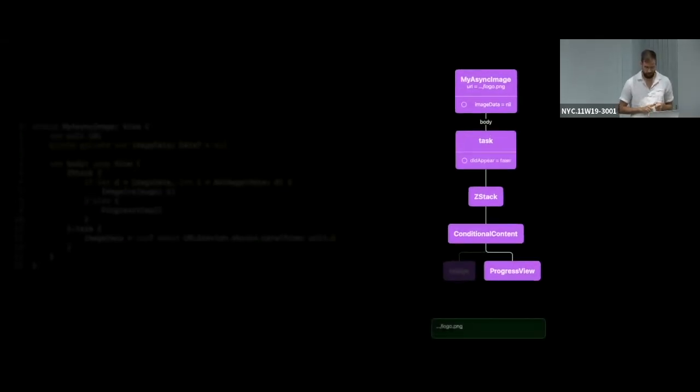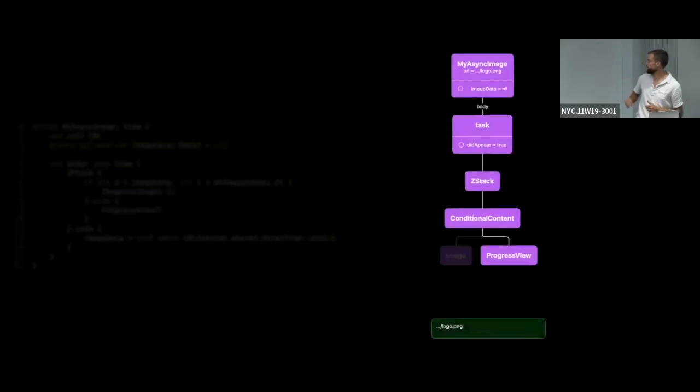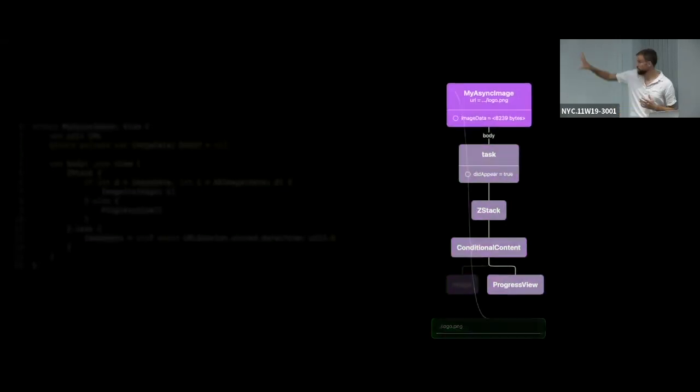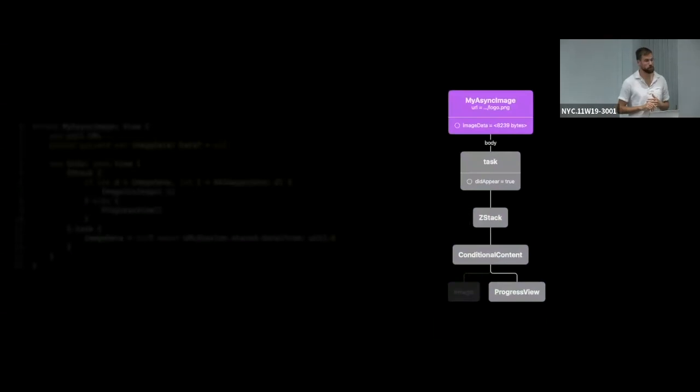Let's see if that actually works. It's a little bit hard to see, but didAppear now changed to true. We have at the bottom here this little task that got created. It starts loading the data, and once it's done, it updates our image data property. Anytime any property changes in the render tree in a node, SwiftUI will invalidate that node. So in this case, the image data property, which is a state property, got changed, but also if the URL changes, SwiftUI will invalidate that node. So that means that all these nodes become gray, and SwiftUI knows to re-execute the body.